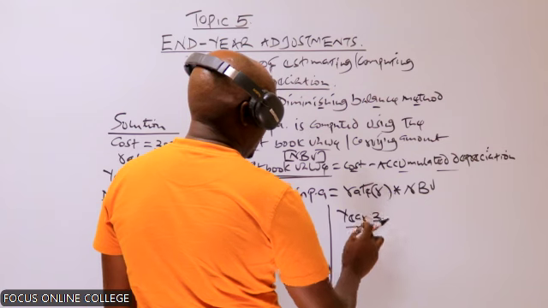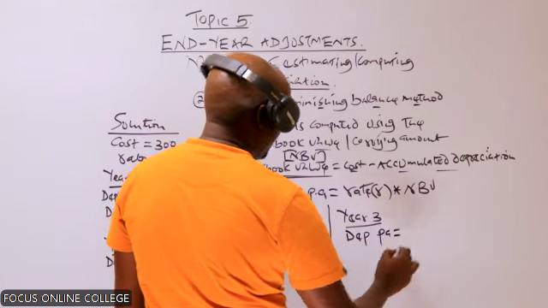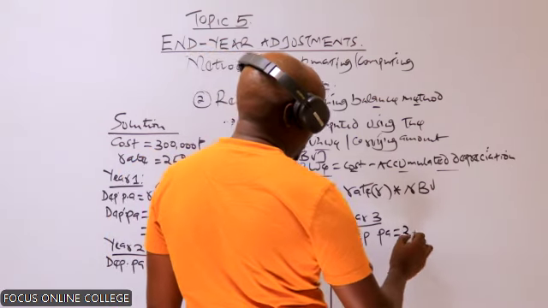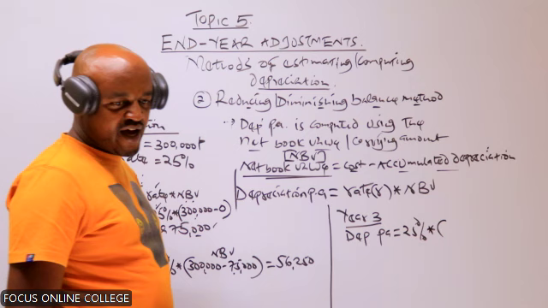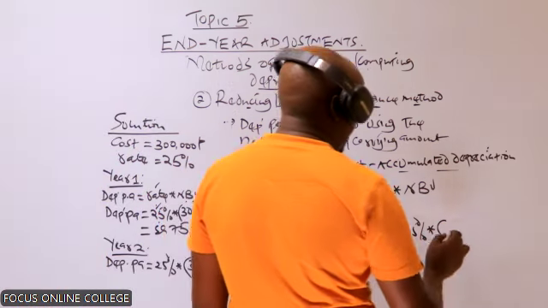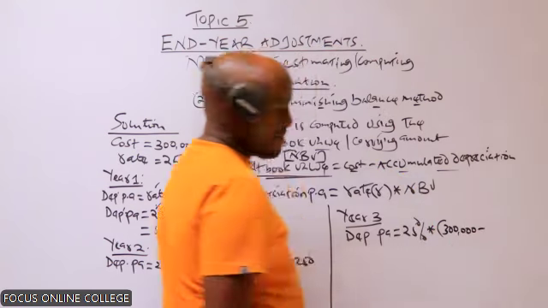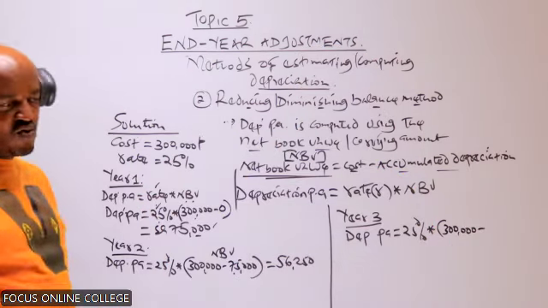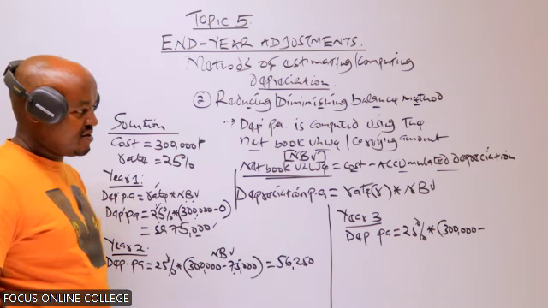So in year 3, the depreciation for this year will be equal to the rate, 25%, times the net book value. The net book value will be equal to the cost, which is 300,000, minus the accumulated depreciation. Now, who can tell us what will be the accumulated depreciation here in year 3?